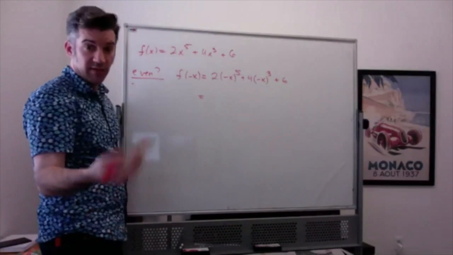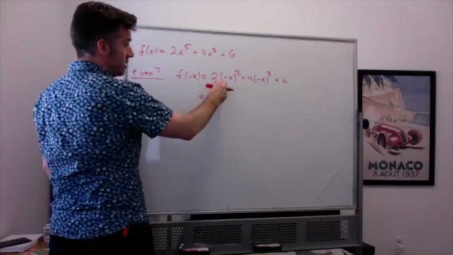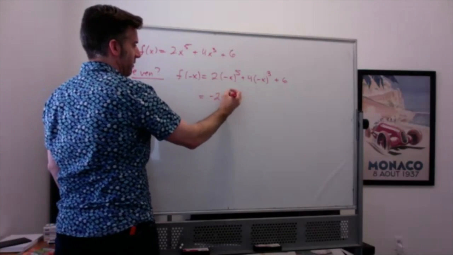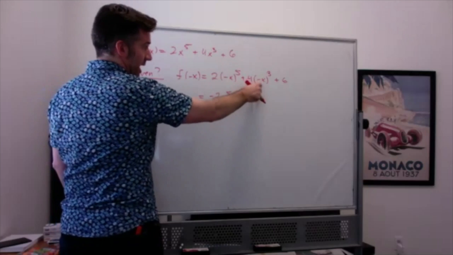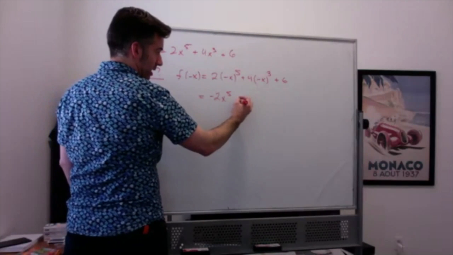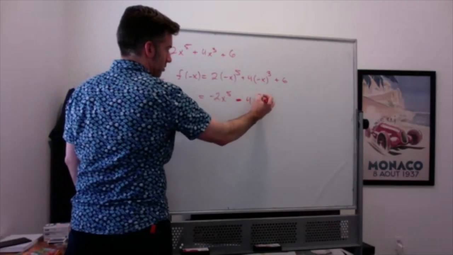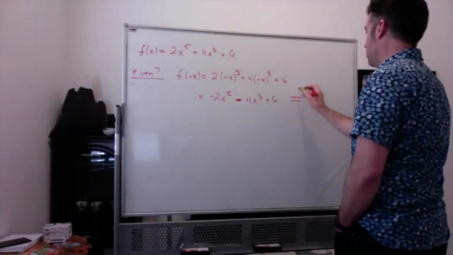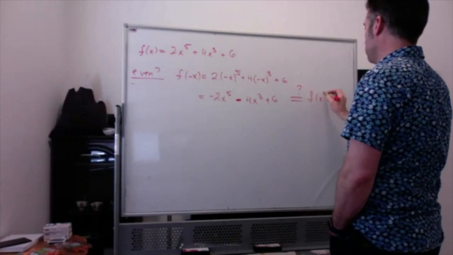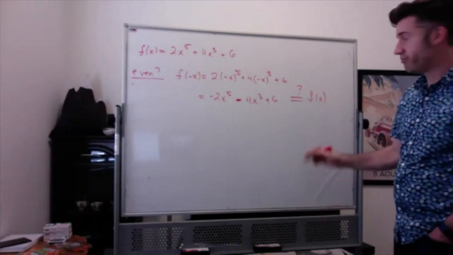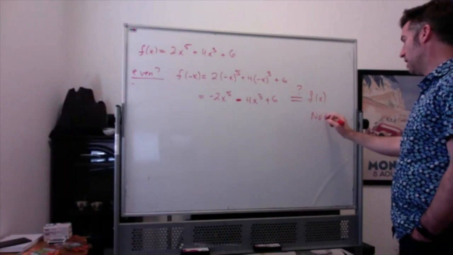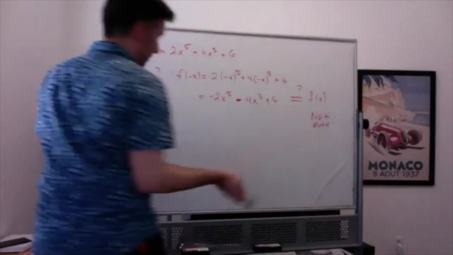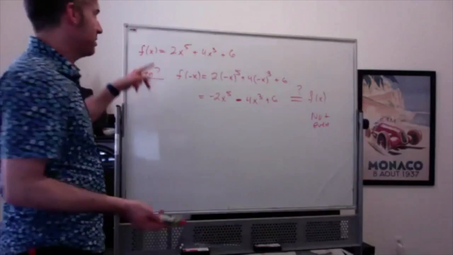Odd powers give us a negative, so it's going to be negative x to the 5th times 2, so negative 2x to the 5th. 4 times negative x cubed is going to be negative 4x cubed plus 6. Does this equal the original function? No. So it's not even.